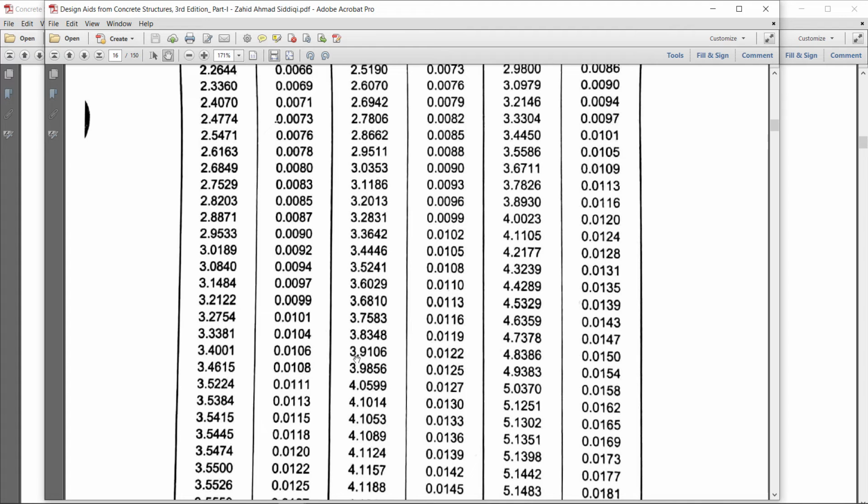Here we have 3.91 and 3.98, so we will pick the higher reinforcement ratio value. We will round up, or we can interpolate between these values. So we will pick 0.0125.